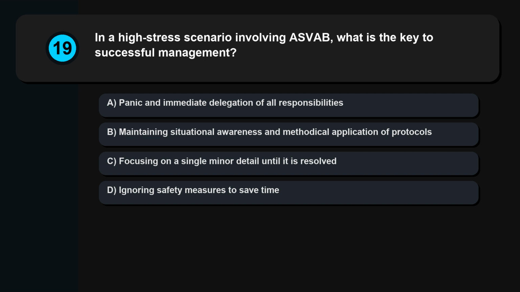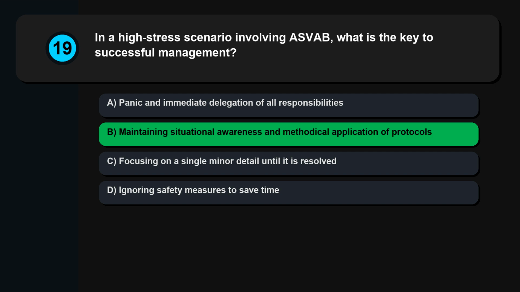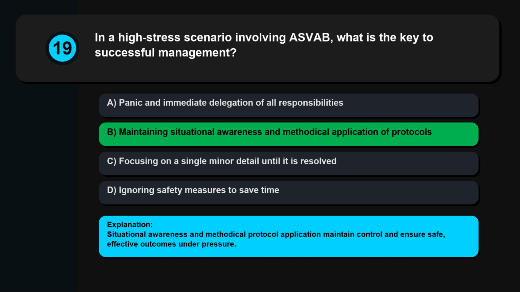Question 19. In a high-stress scenario involving ASVAB, what is the key to successful management? Panic and immediate delegation of all responsibilities, maintaining situational awareness and methodical application of protocols, focusing on a single minor detail until it is resolved, ignoring safety measures to save time. Situational awareness and methodical protocol application maintain control and ensure safe, effective outcomes under pressure.